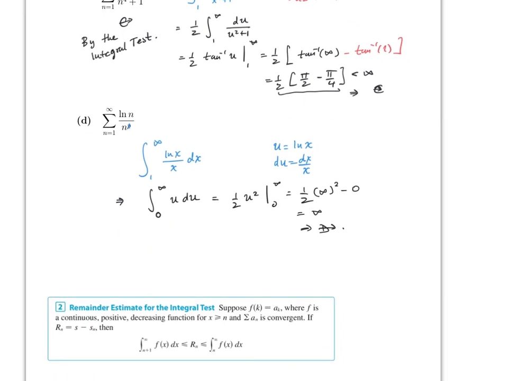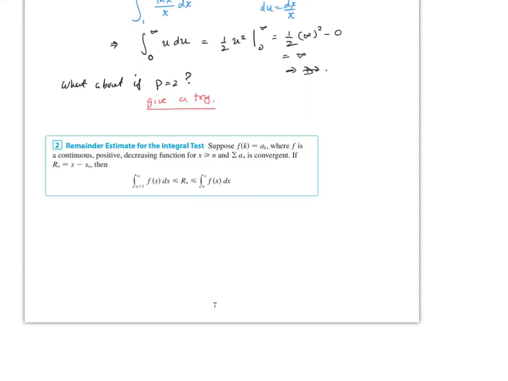But what about if p is equal to 2? So just give it a try, and then on the homework we can do this in general for p, once we do this in class. And that's it for now. We'll talk about the remainder term in the next video. So that's it for 11.1 to 11.3.